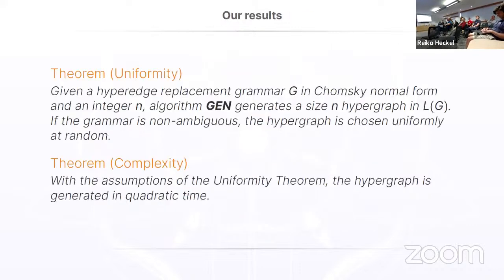So, our results. We give a theorem of uniformity. We say that given a grammar and the size of the hypergraph we want to generate, if the grammar is non-ambiguous, the algorithm generates the hypergraph uniformly at random. And also a theorem of complexity: we say the hypergraph is generated uniformly at random in polynomial time.